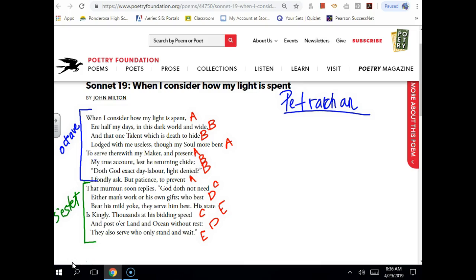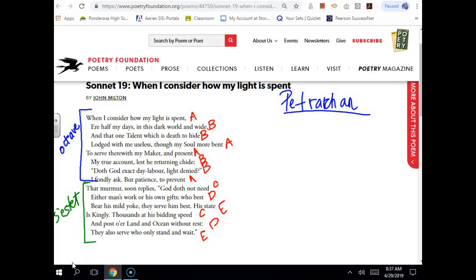Okay, and he says, "Doth God exact day labor light denied?" He's asking about death, right? He's talking about death and God. And so he asks this question and says, "I fondly ask." Then he gets into his new sestet, which is supposed to be an answer or a building. And he says, "But patience, to prevent that murmur, soon replies, God doth not need either man's work or his own gifts. Who best bear his mild yoke, they serve him best. His state is kingly. Thousands at his bidding speed and post o'er land and ocean without rest. They also serve who only stand and wait." Okay? So then this sestet answers the question that he's provided above.